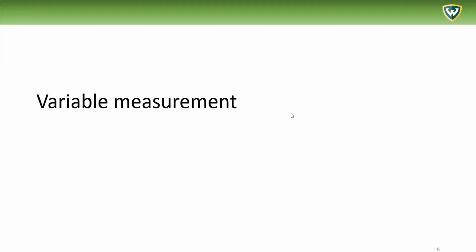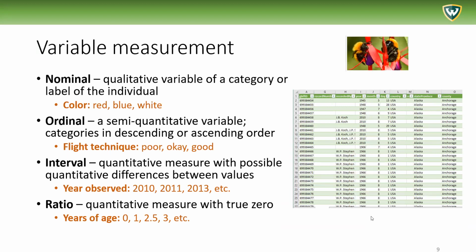Variable measurement. There are a set of ways to measure the variables of the things we want to observe in the world, and here I have a list of the major ones. The first one is the nominal, or the qualitative representation of a category or label of an individual. Once again, we're using these terms very broadly. Individual is any of the individual things you're measuring, be it objects, people, feelings, thoughts, processes, and so on.